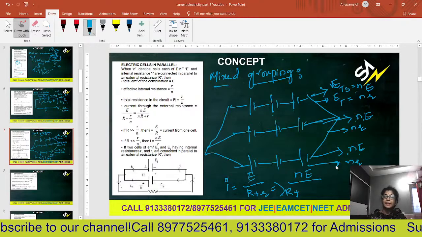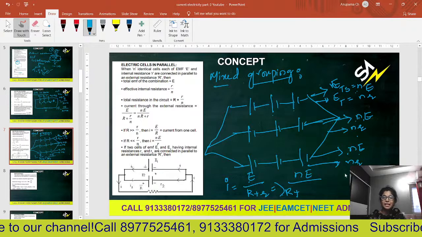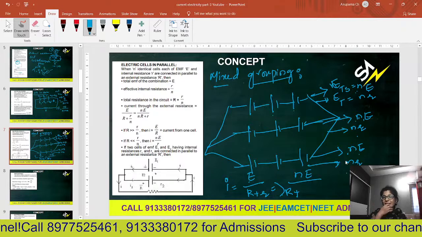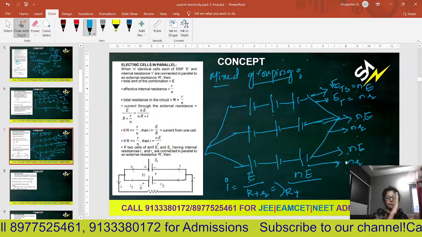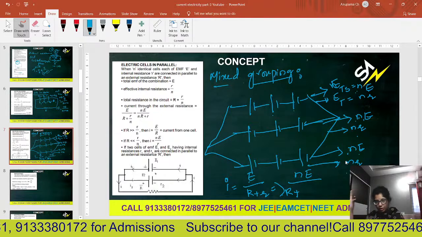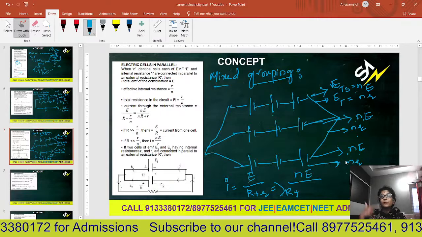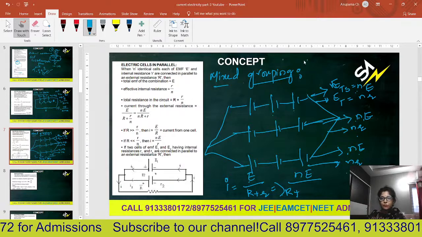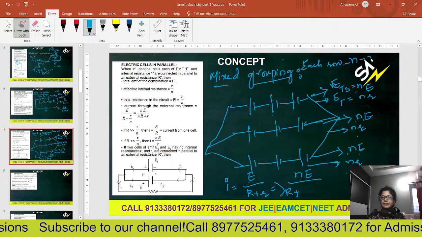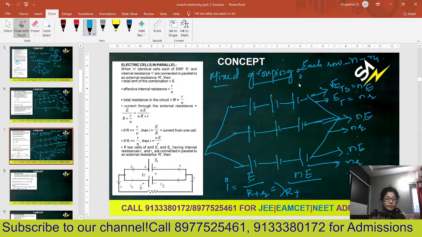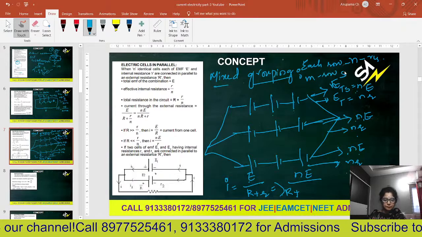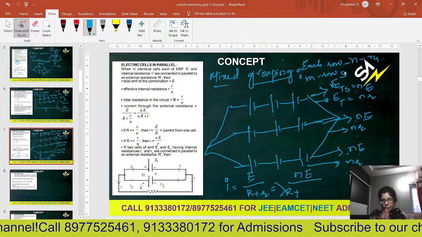Plus now NR is parallel to NR is parallel to NR. Like how many are in parallel? Let us suppose N number of cells are in series in each row, and m number of rows are there. Means in each row n resistors are there, and how many rows are there? Let us suppose m rows are there.